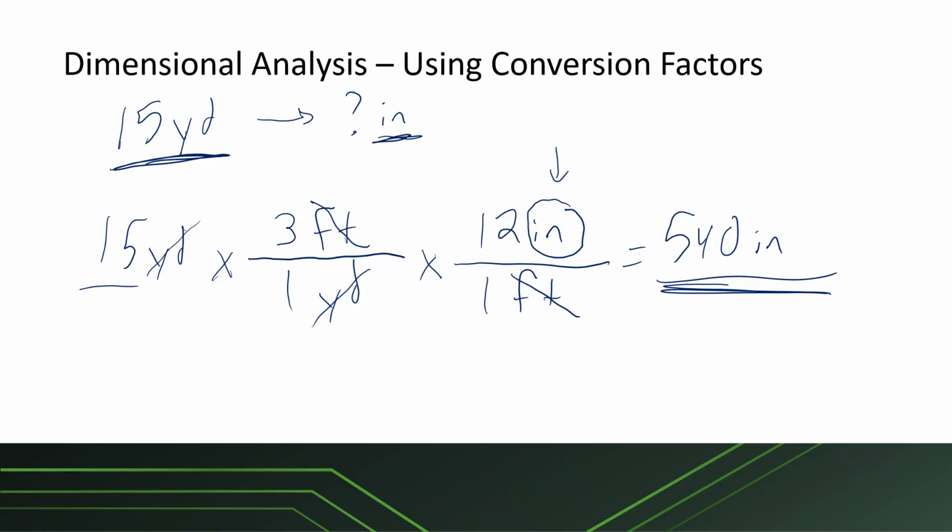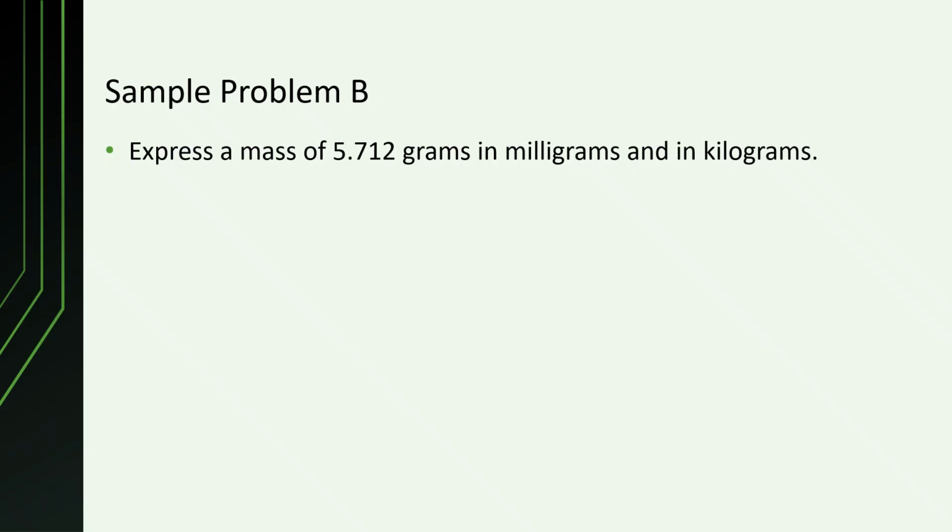Let's look at some more examples. Okay, so now this is a metric example. Let's use conversion factors to solve for this. Whatever number they give you in the question, that's how you should start. Always start your work that way. That many grams, and then they want us to convert it to milligrams first.